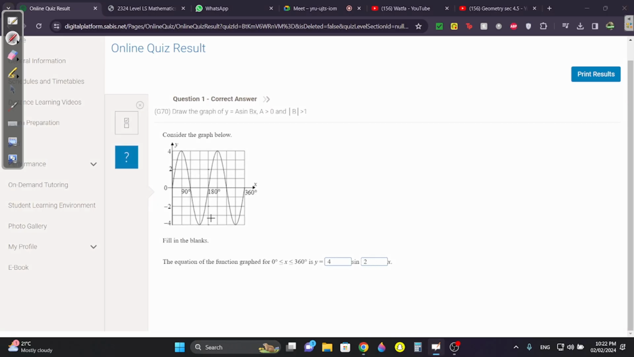The first question, this is the equation for a sine graph. Okay, the sine graph is always y equals a sine bx, where a is the height of the graph, and b would be the period of the graph. I have two methods for solving. If you want to find a and b, a would be the height, or you could say highest point.